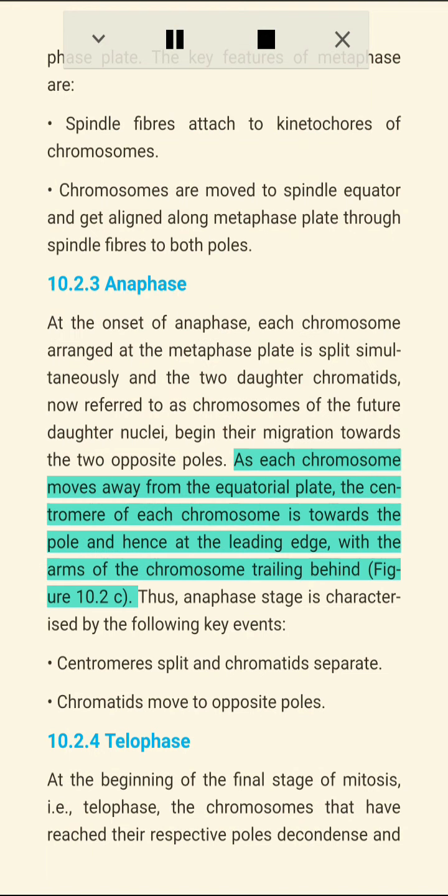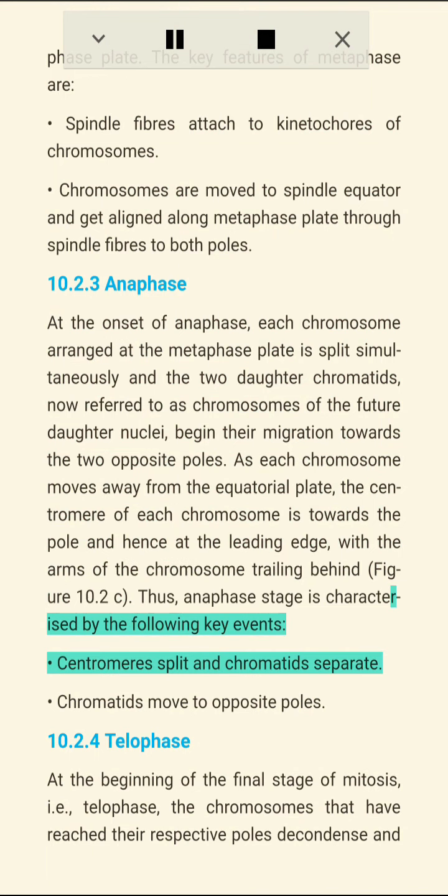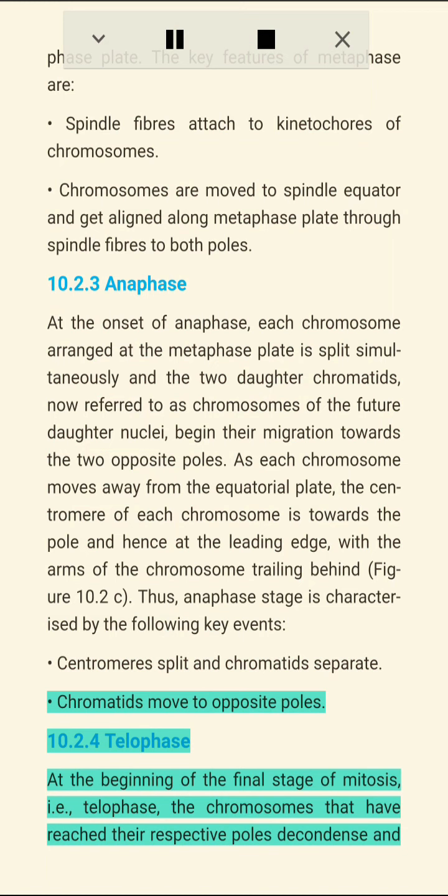10.2.3 Anaphase. At the onset of anaphase, each chromosome arranged at the metaphase plate is split simultaneously and the 2 daughter chromatids, now referred to as chromosomes of the future daughter nuclei, begin their migration towards the 2 opposite poles. As each chromosome moves away from the equatorial plate, the centromere of each chromosome is towards the pole and hence at the leading edge, with the arms of the chromosome trailing behind, Figure 10.2c. Thus, anaphase stage is characterized by the following key events: centromeres split and chromatids separate. Chromatids move to opposite poles.